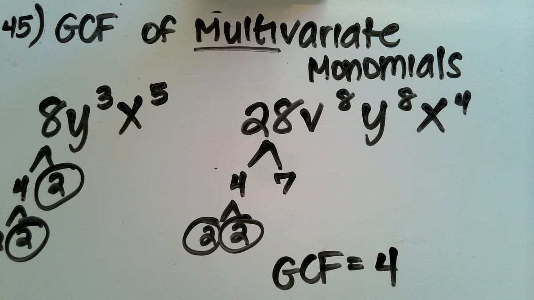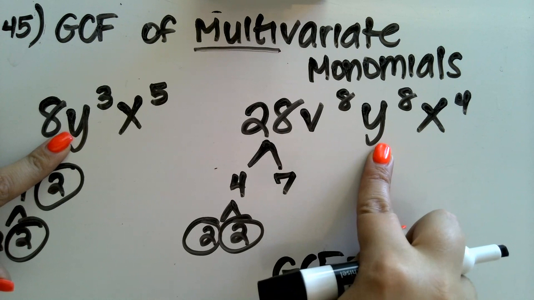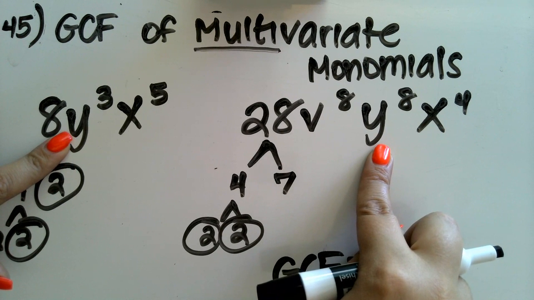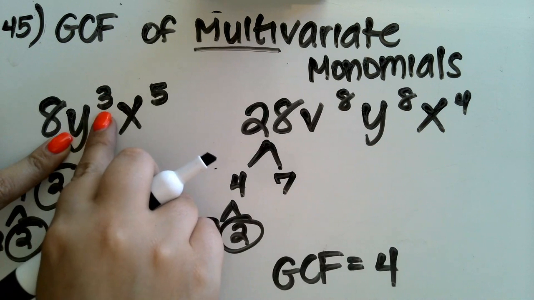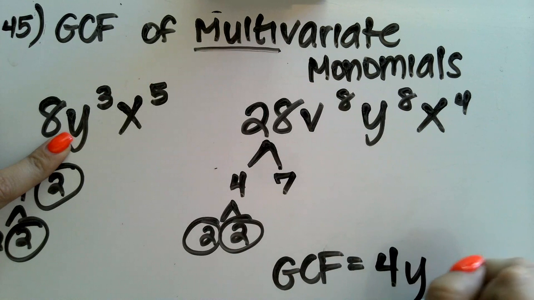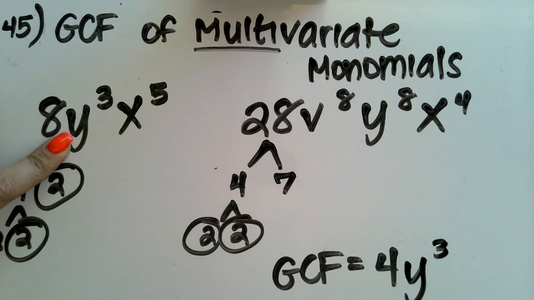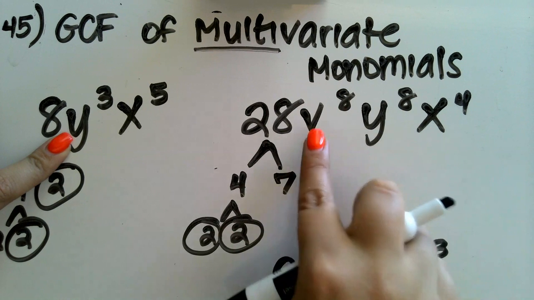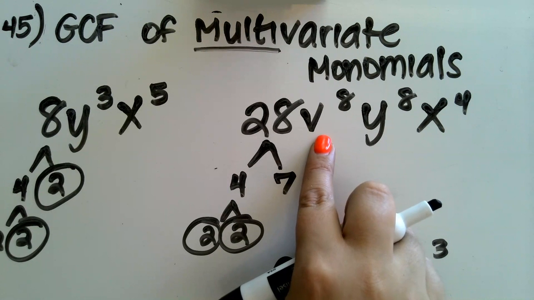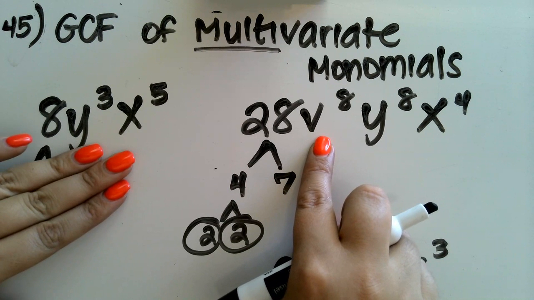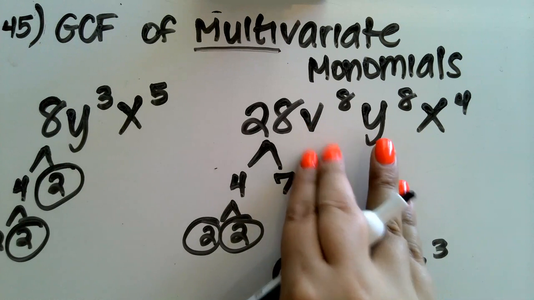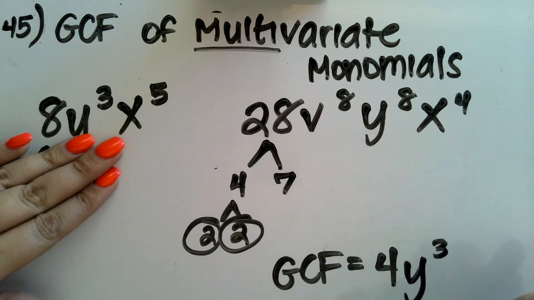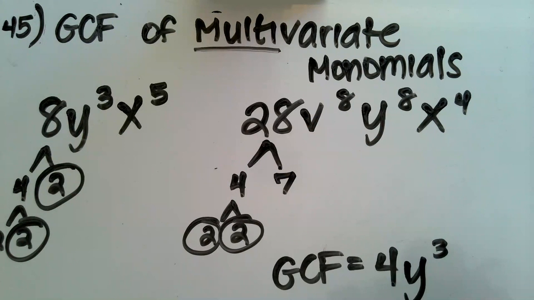Then let's talk about our variables. First up, on the left-hand side, we have y's, and good thing, our right-hand side also has some y's. We take the lower of the exponents and add that in to our GCF. Now, going back to our right-hand side, there's no v's over in our left term. There's no v's, so we cannot pull that out or factor out any v's from the right-hand side. So it's going to remain there.